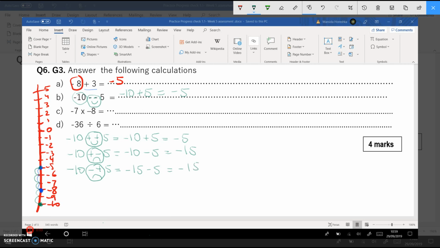So one way to remember, when you're adding and subtracting positive and negative numbers, the two signs, they are right next to each other. If they are the same, then they turn into positive.